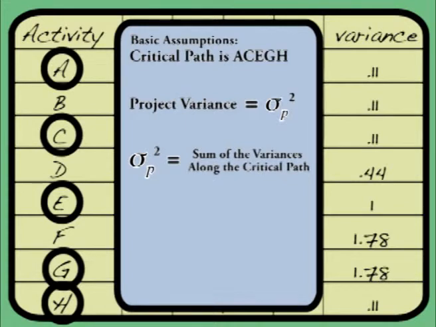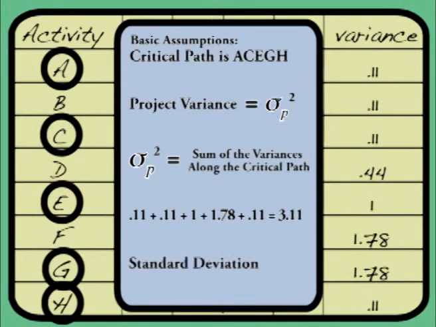It's 0.11 plus 0.11 plus 1 plus 1.78 plus 0.11. That's going to give us a total of 3.11. So we know that our project variance is 3.11. We need another bit of information. We need to know what the standard deviation is.